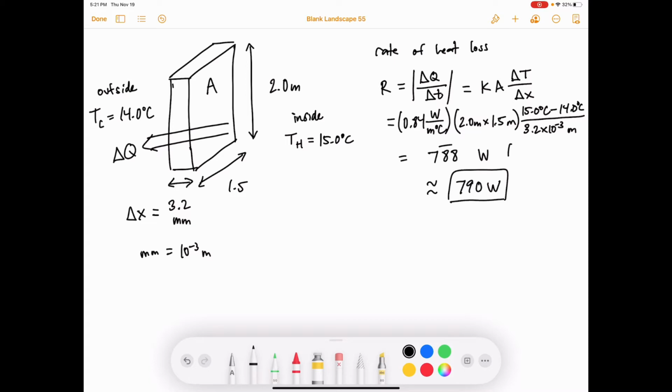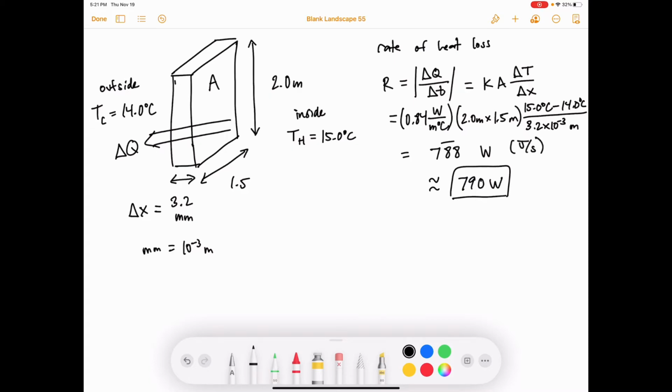Now, a watt is the same as a joule per second. So that means every second that passes, we're losing about 790 joules worth of energy through the window, okay? So the second question is, how long would it take to lose 1 million joules of energy through the window?